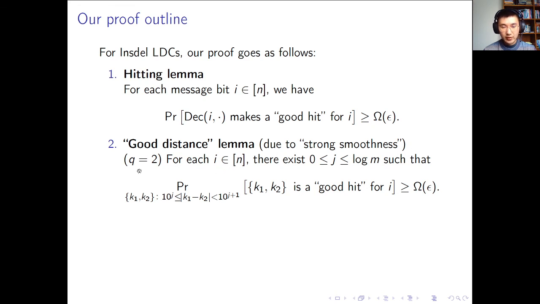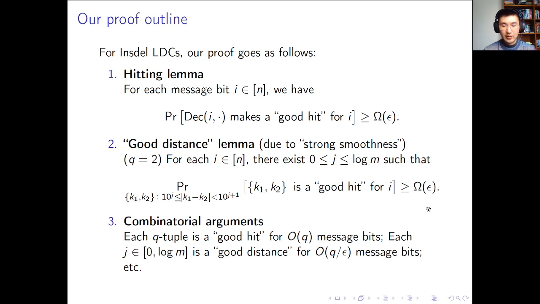For simplicity, let's just assume that q equals 2, so we only make 2 queries. The good distance lemma says that for each i, there's some parameter j, which we'll call the distance parameter, such that the following thing happens. If we look at all pairs k1, k2 such that the difference between k1 and k2 is between 10 to the j and 10 to the j plus 1, then a constant fraction of all such pairs should be good hits for i. So for each i, there is some good distance parameter j for i.